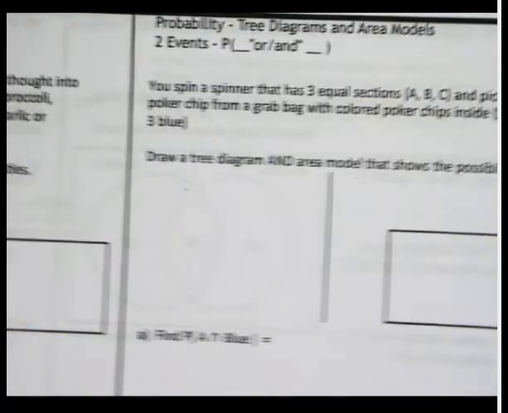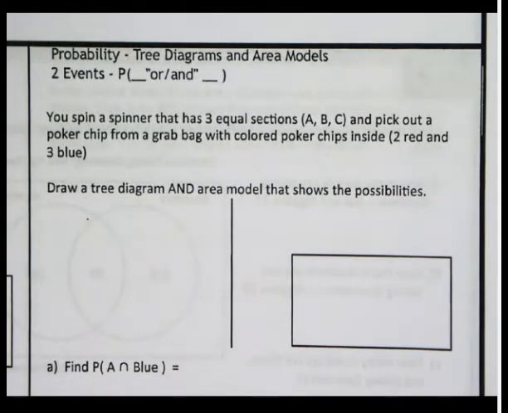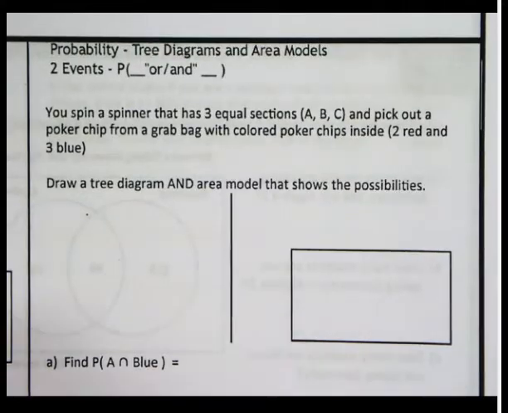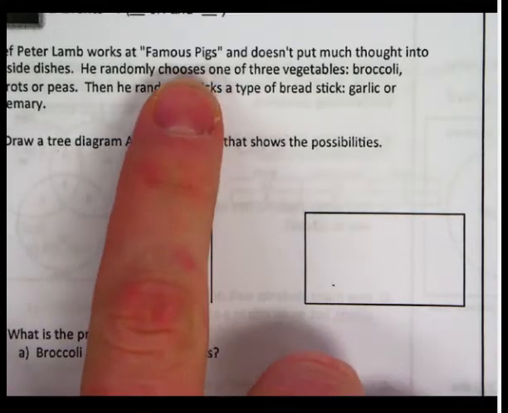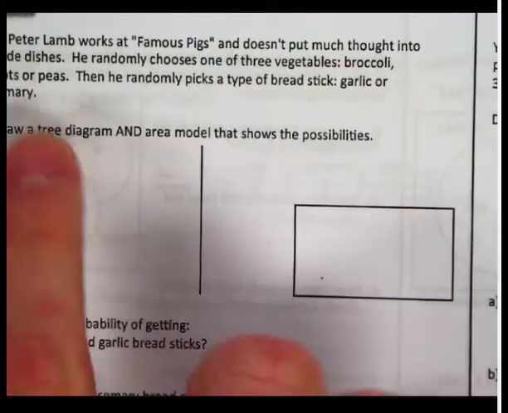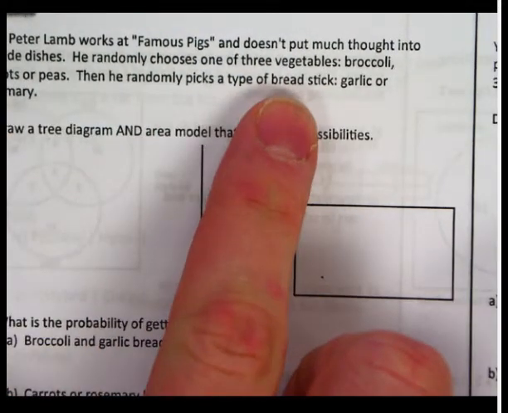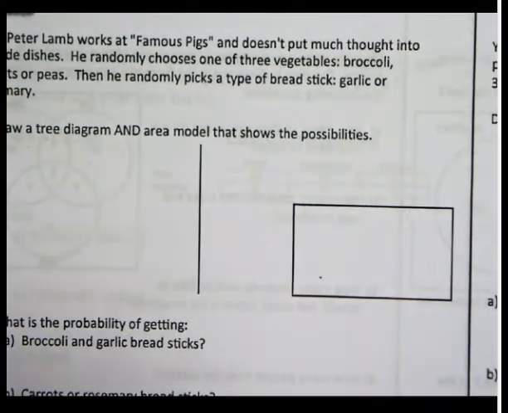All right, let's take a look at probability tree diagrams and area models of two events. Now this is target number 4, and this first question talks about how you can get 3 vegetables or you can get 2 types of bread. Well, 3 vegetables and 2 types of bread is 1/3 and 1/2.